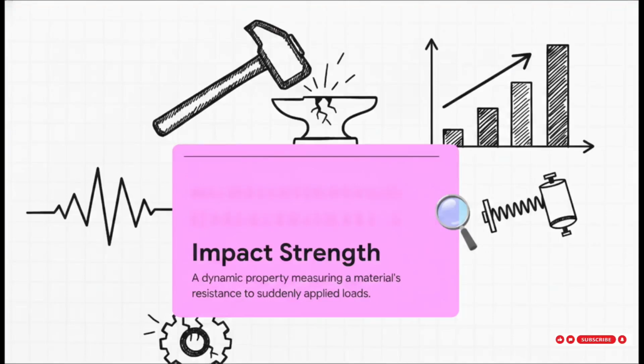To survive that giant hit we just talked about, a material absolutely needs impact strength. This is a dynamic property measuring a material's resistance to suddenly applied loads, and it's heavily dependent on the delicate balance between toughness and brittleness. And here is a staggering statistic from our sources. An estimated 95% of all metal failures in machine parts are caused by dynamic loads. 95%. That means mastering impact strength and dynamic properties isn't just like extra credit, it's practically the whole job.